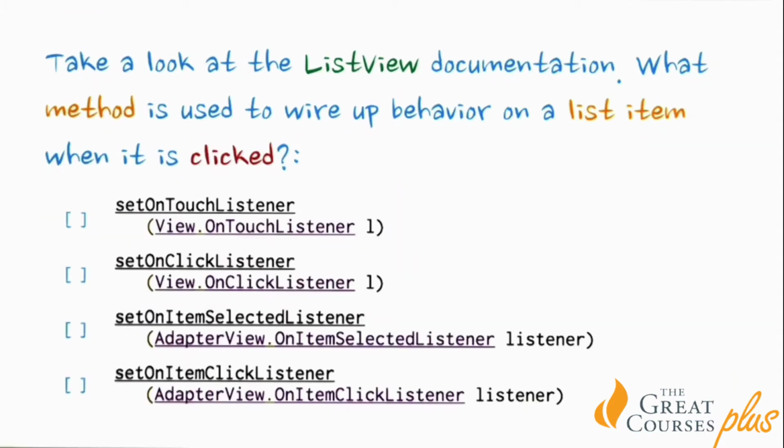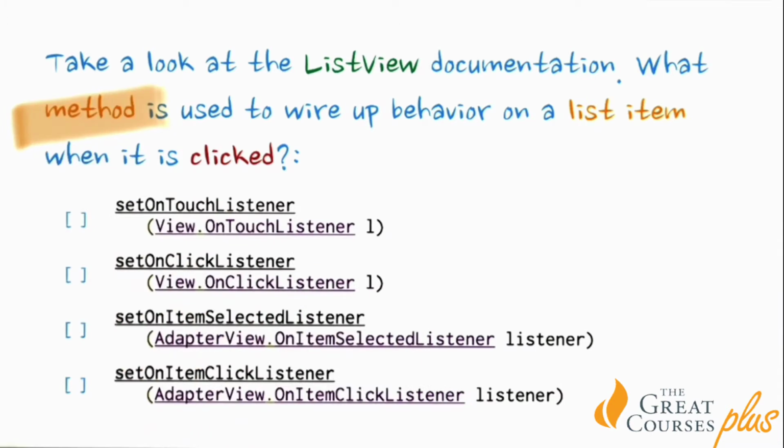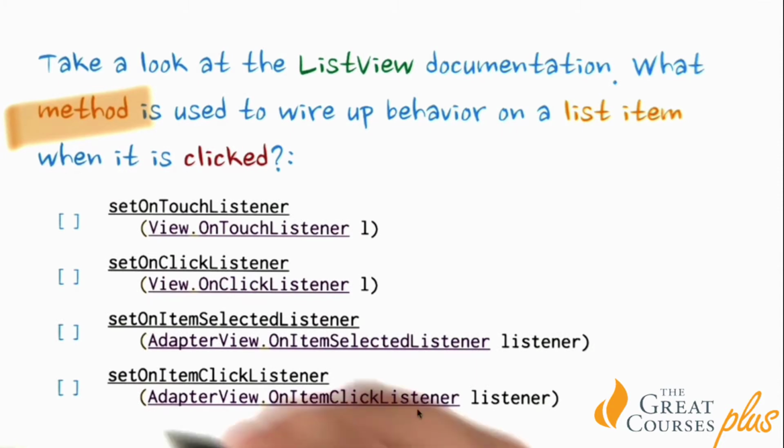Take a look at the ListView documentation. What method is used to wire up behavior on a list item when it is clicked? The answer is setOnItemClickListener. We should register an OnItemClickListener with the ListView via the setOnItemClickListener method. Then, when an item in the list view is clicked, the callback is invoked.